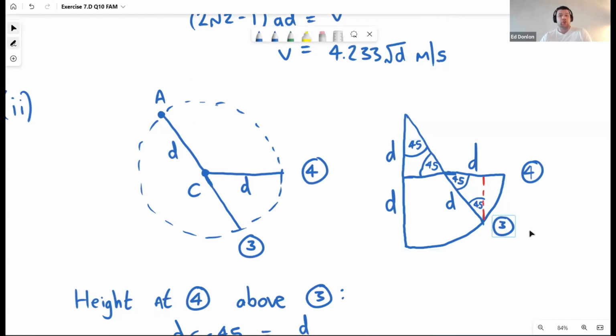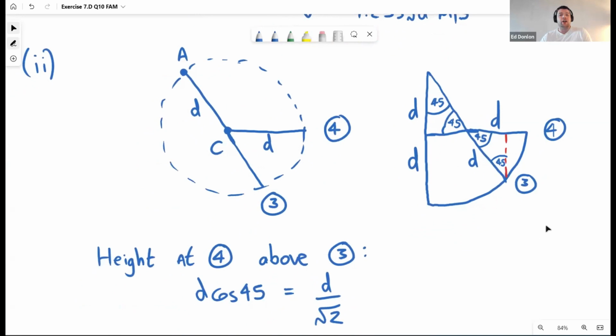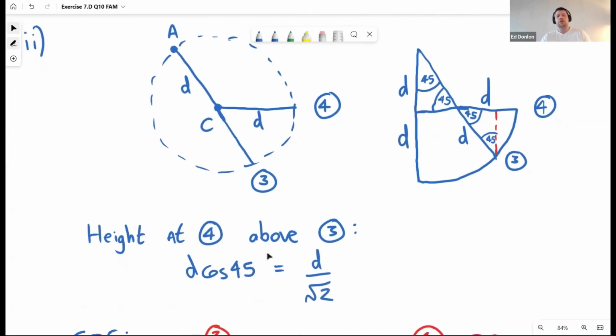So that's a useful thing to keep in mind for these conservation of energy questions. If we can change our viewpoint to be a height relative to a different point where you can introduce a 0 for the height for one of the positions, then it's usually a good idea to do so. So in our case here, if we're looking at the height of 4 above 3, we're going to have this triangle here that we're considering.